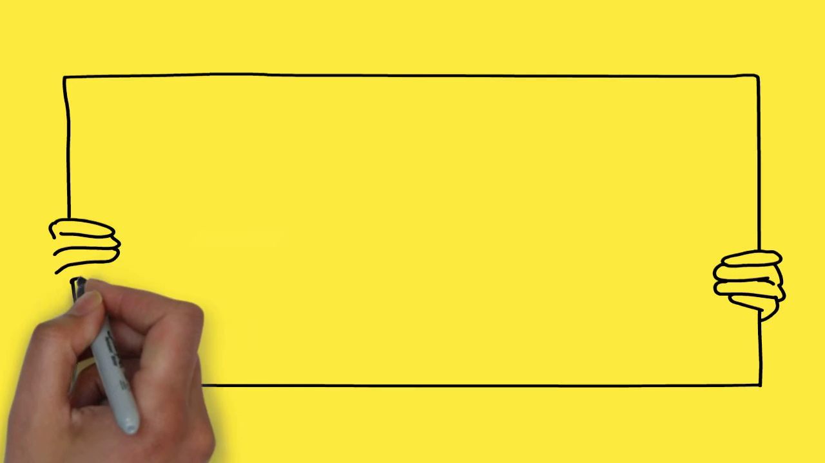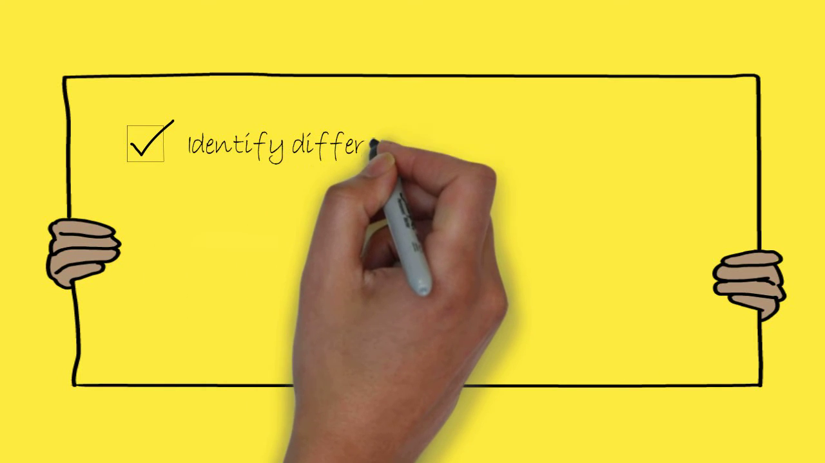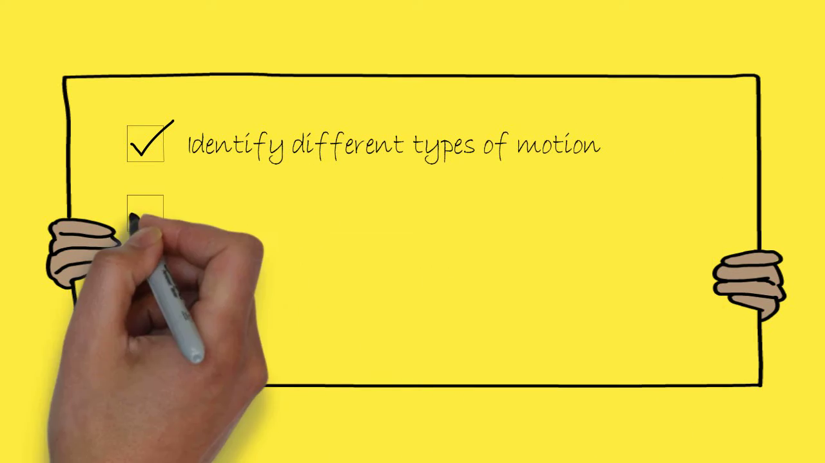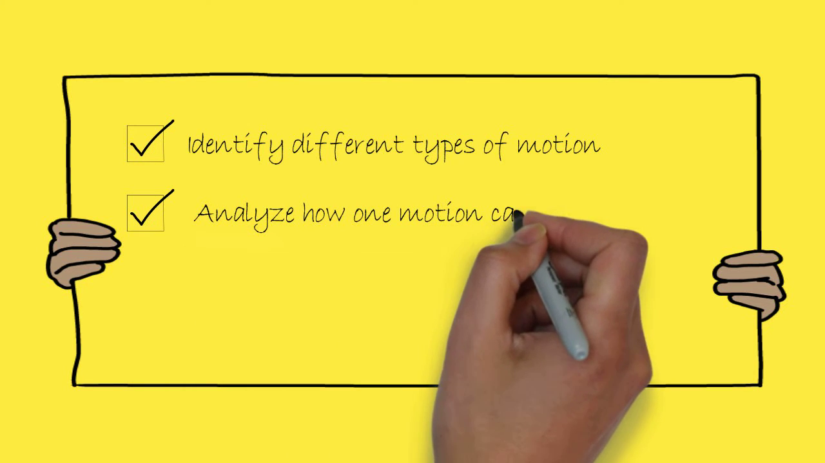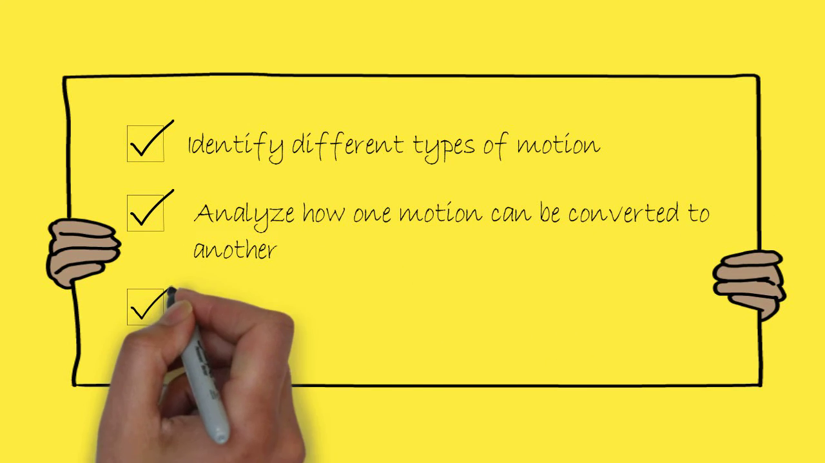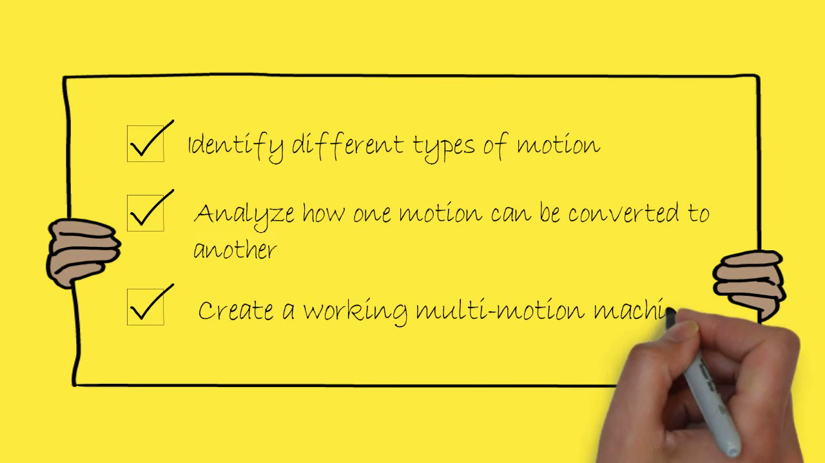After this activity, you will be able to identify different types of motion, analyze how one motion can be converted into another, and create a working multi-motion machine.